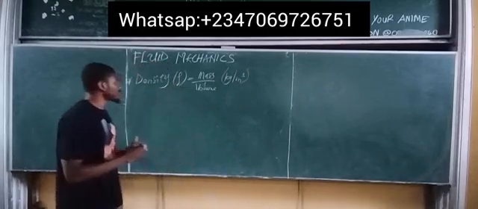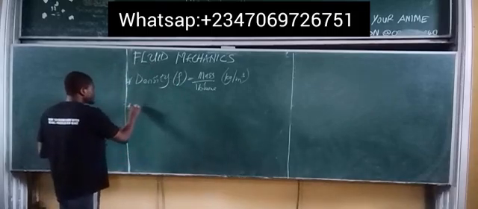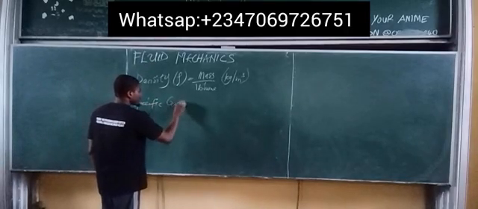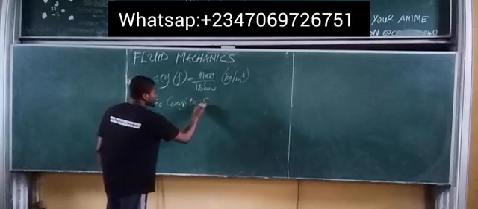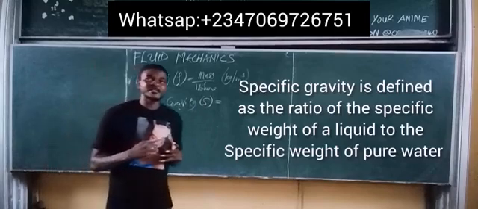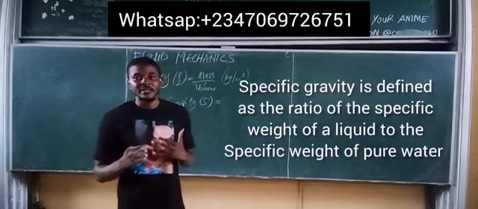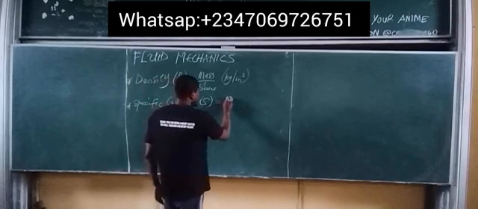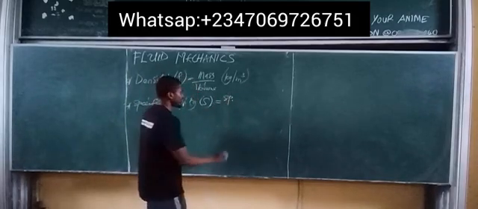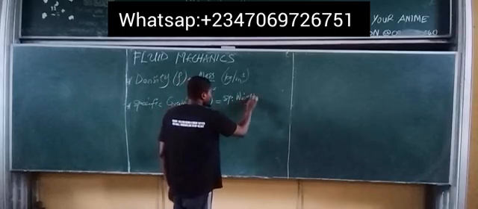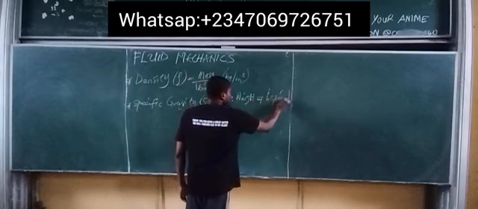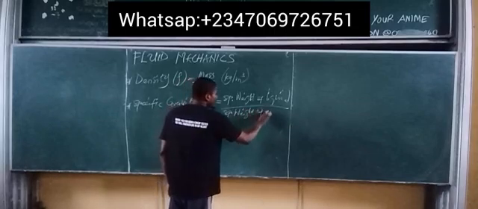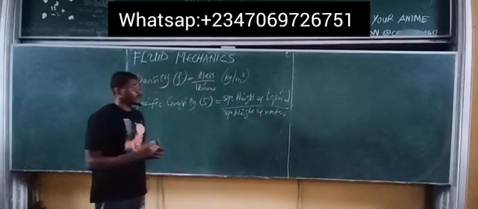Also, let's talk about specific gravity, simply S. Specific gravity is simply defined as the specific weight of every liquid divided by the specific weight of pure water. So mathematically, specific gravity S is simply the specific weight of liquid over the specific weight of water. So this gives us a formula for specific gravity.